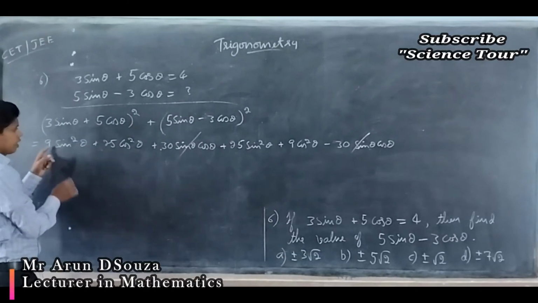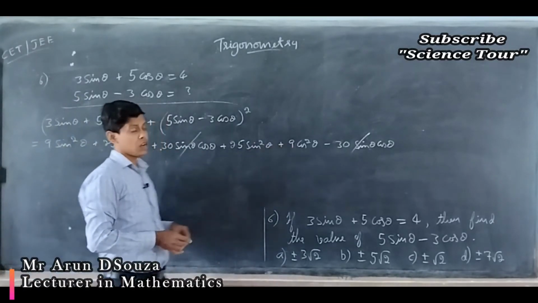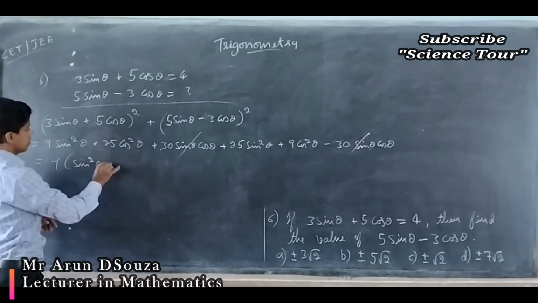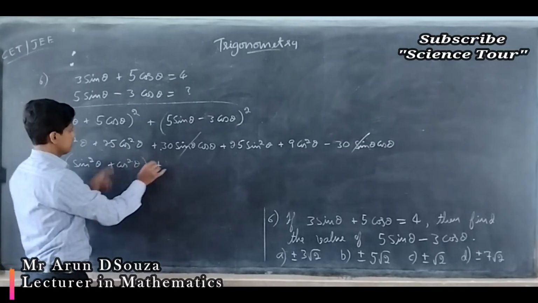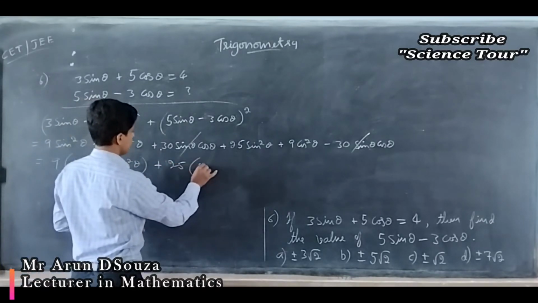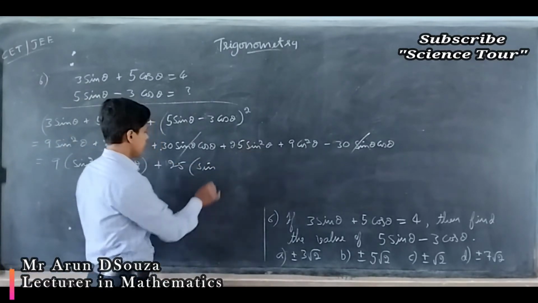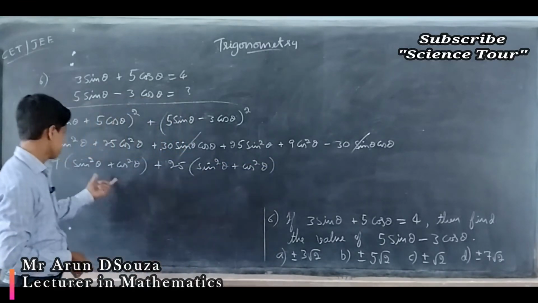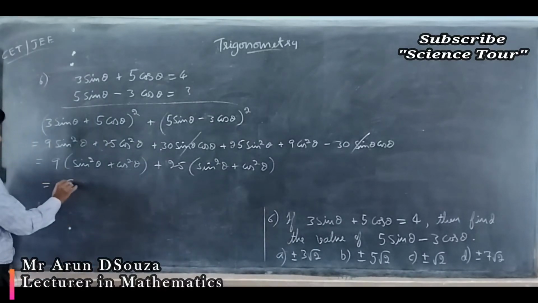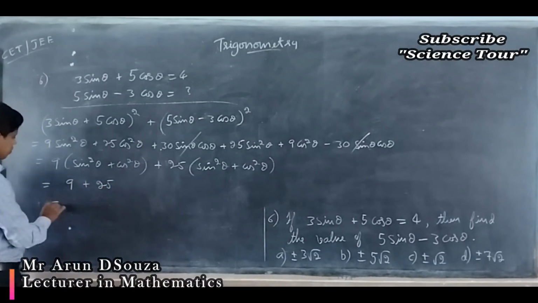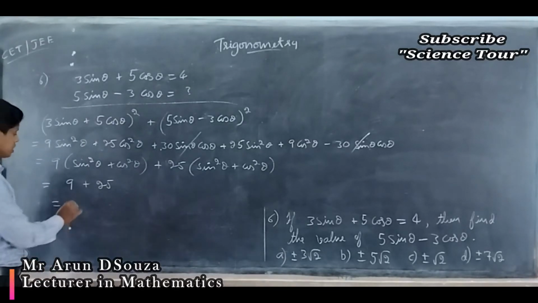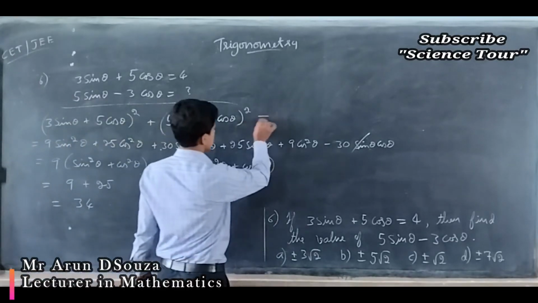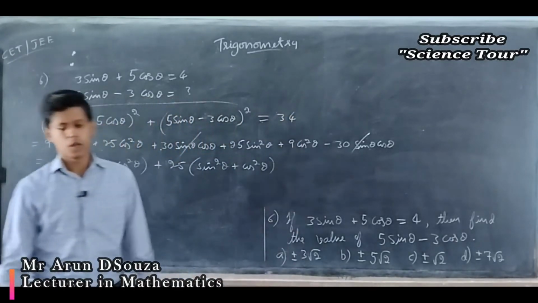Now look at this, you have 9 and 9, so take that common. You will get sin square theta plus cos square theta, plus take 25 common, you will get again sin square plus cos square. Now what do you think about this? Yes, it is 1. So this will give you 9 plus 25, which is 34. So this is equal to 34. I hope you understood this.